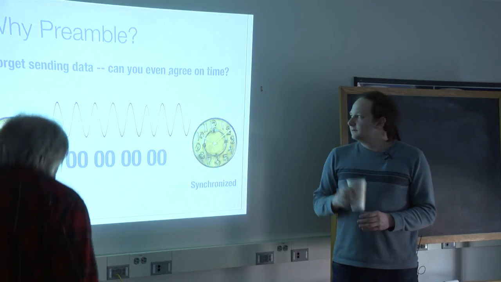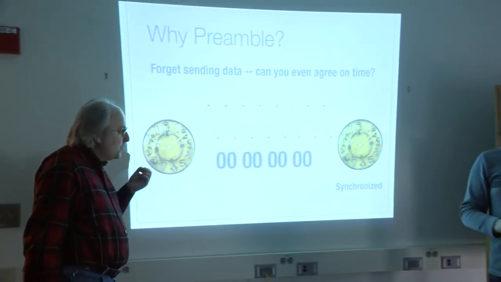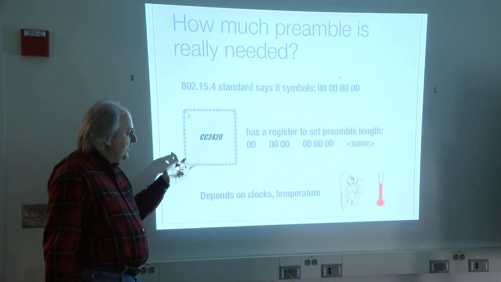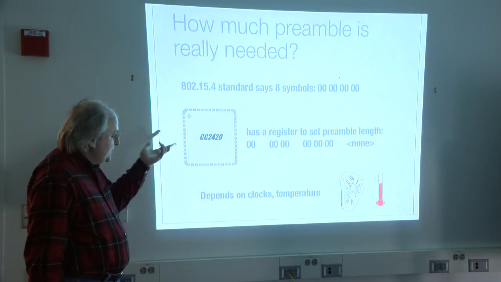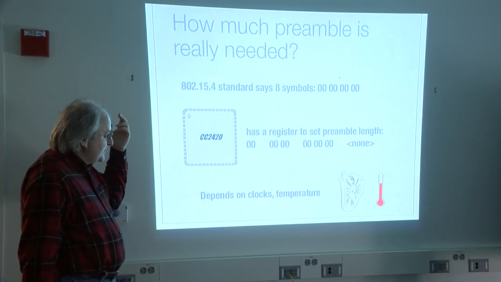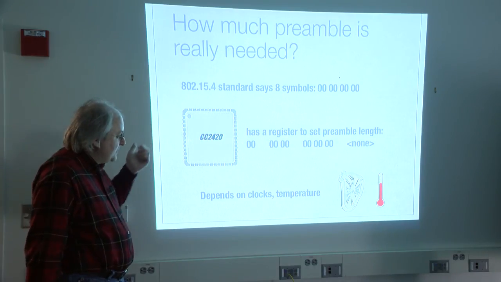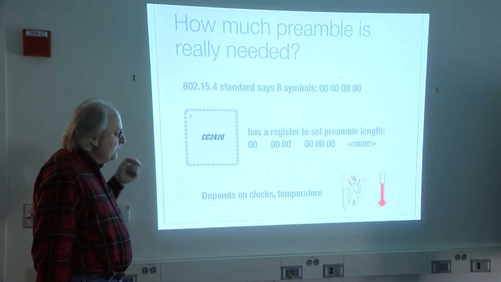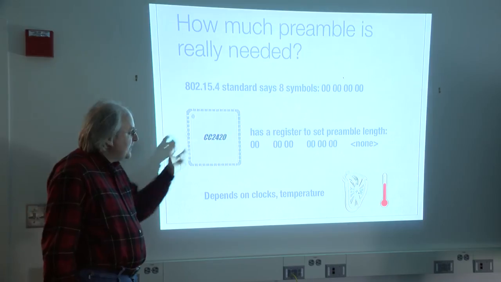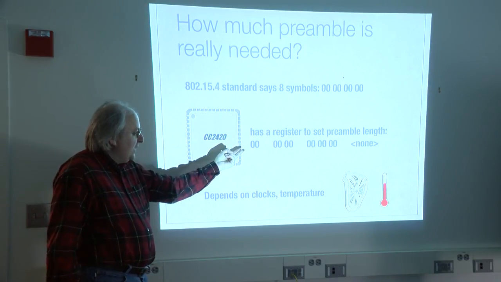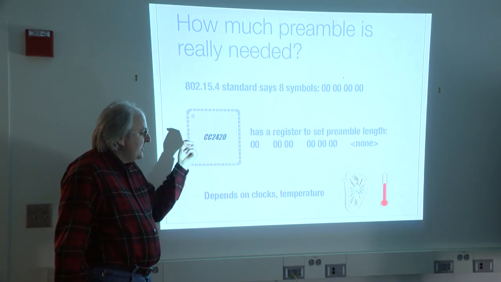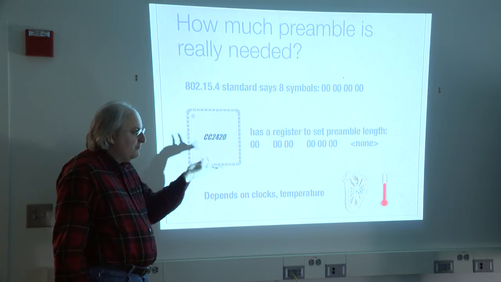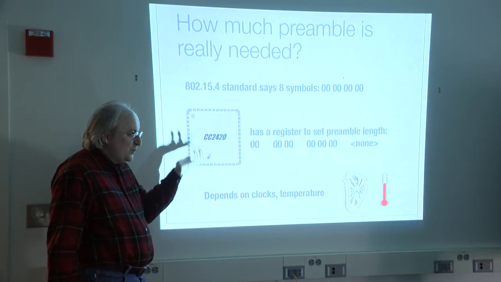So then, how much of this preamble is needed? How good is your chip? How tolerant is your chip to synchronizing on this much? Luckily, we do have a register for setting how many zeros we send as a radio. But what about the receiver? Receivers differ. Some receivers might be able to synchronize on just one of those bytes. Some would need more. This really depends on everything, including temperature, because the clock depends on temperature.